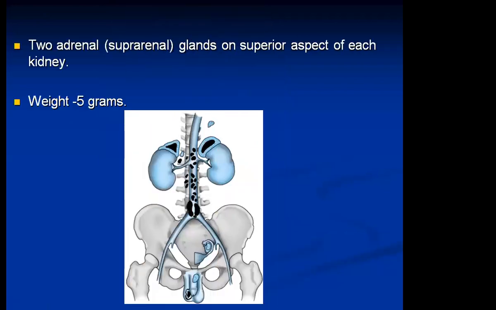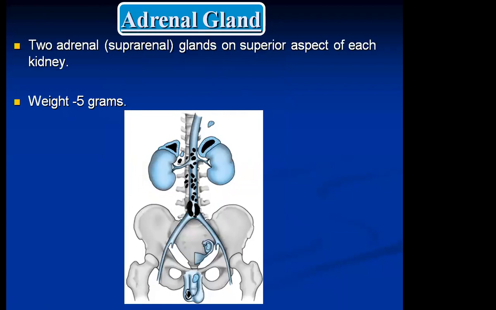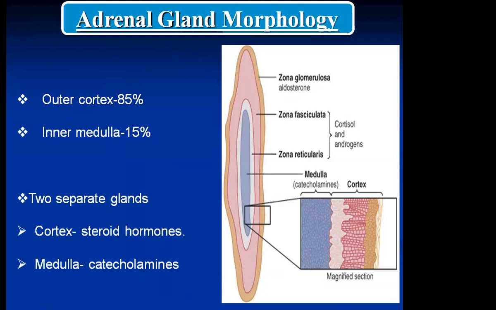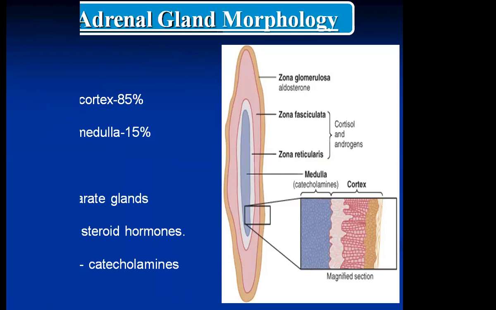Now, as you know, there are two suprarenal glands, one on the superior aspect of each kidney. Outer is the cortex, inner is the medulla. Cortex is mainly concerned with secretion of steroids, while medulla is concerned with secretion of catecholamines.